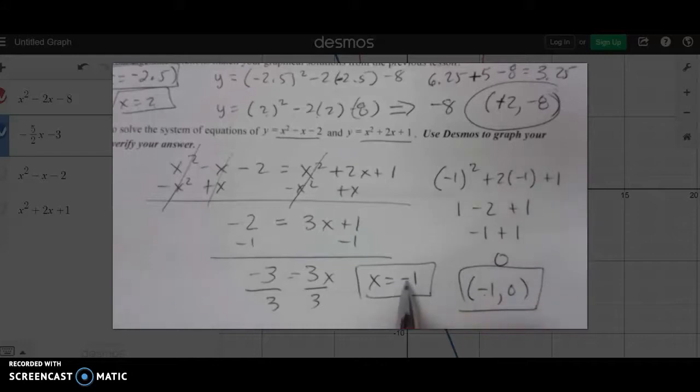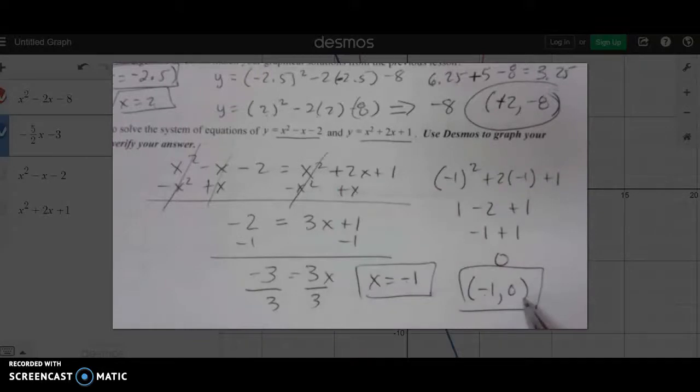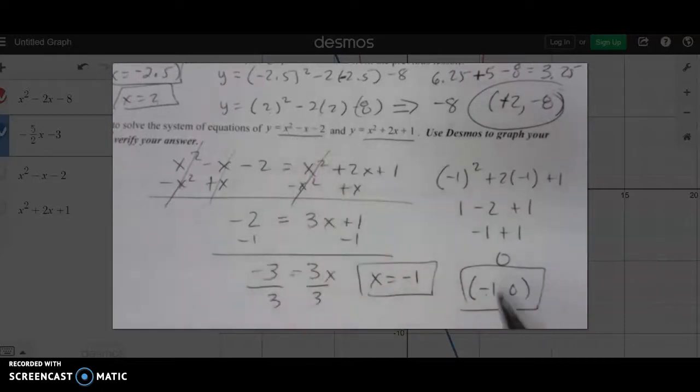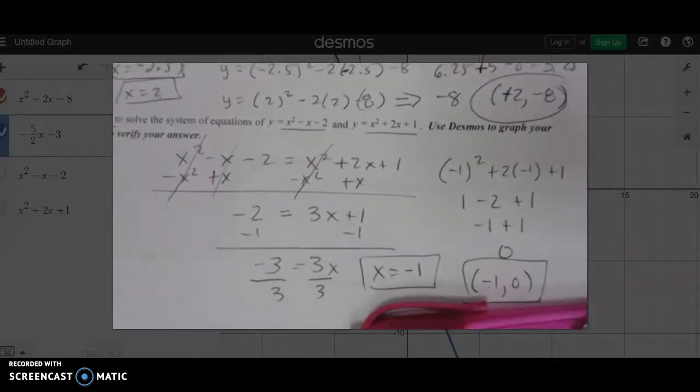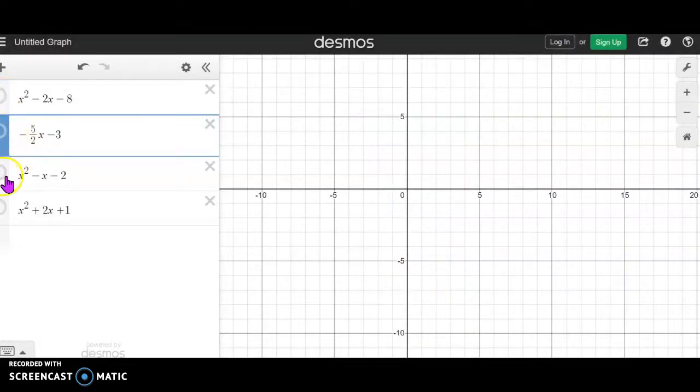My x value is negative 1, and when I plug negative 1 into the equation, solving for y, my y value is 0. So what this answer is saying is that if I were to graph these two equations, the graph will show that those two graphs will cross at the point negative 1, 0. So we're going to go to our graph and look at that. Let me switch over here to my graph. I'm going to take off these two equations that we don't want anymore. And here's the first one, x squared minus x minus 2. It's that green graph right here. And here's the second one, x squared plus 2x plus 1.